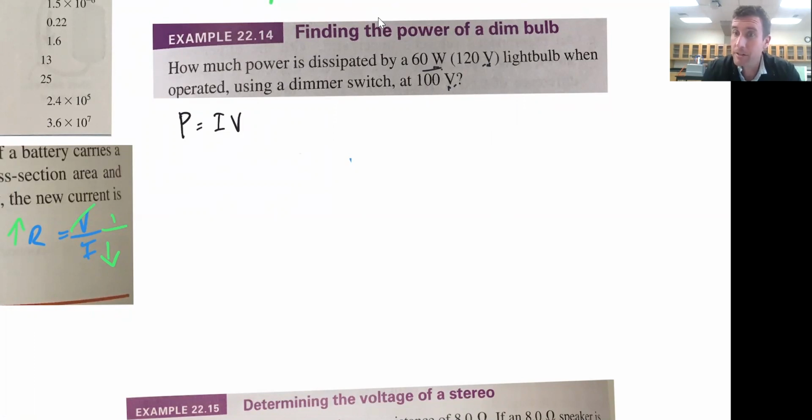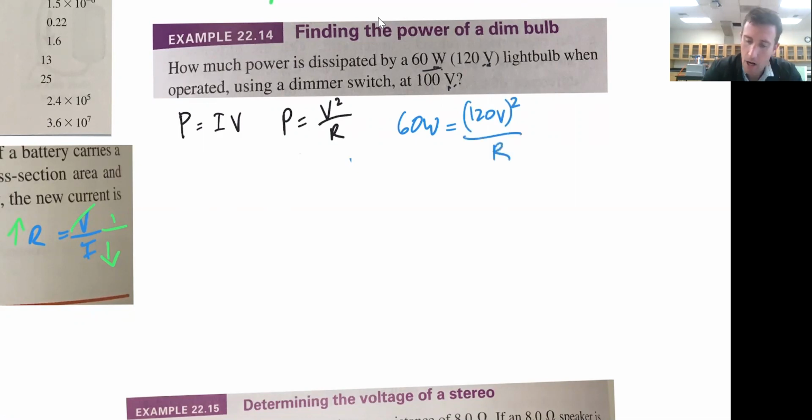So instead, I'm going to solve for something that remains constant. And something that remains constant in a circuit is resistance. Resistance is not modified. So instead, I'm going to use power equals V squared over R. Because I have the voltage, the resistance is what I could find, and then that would be a constant, taking me to my next step. So when I plug in here, that would give me 60 watts equals 120 volts squared over R.